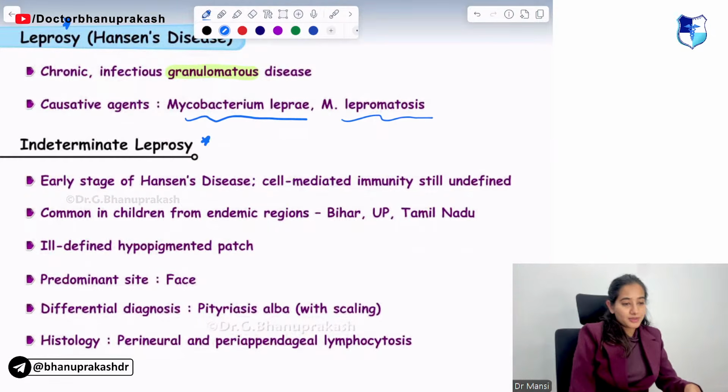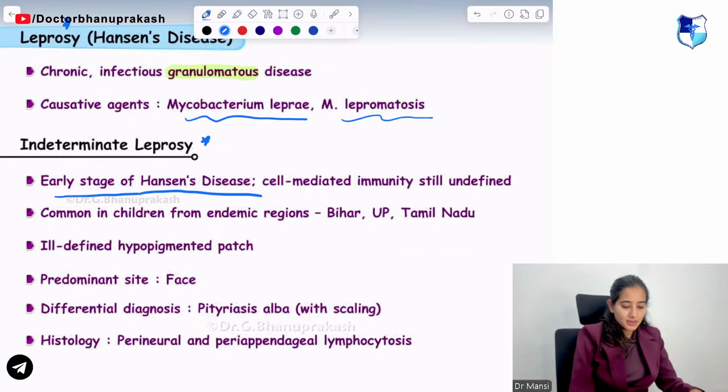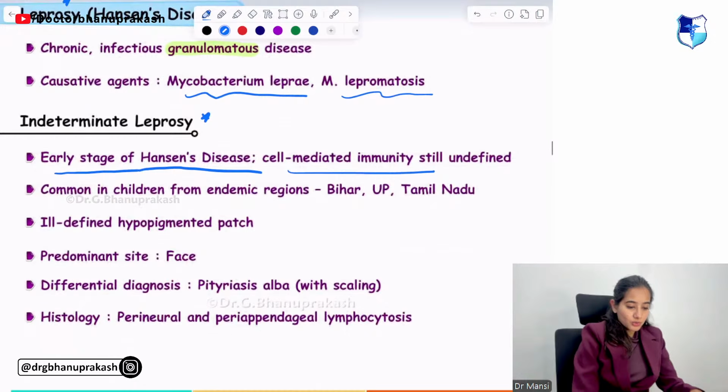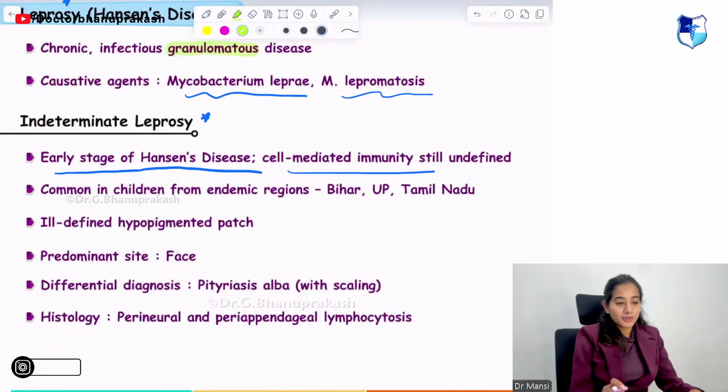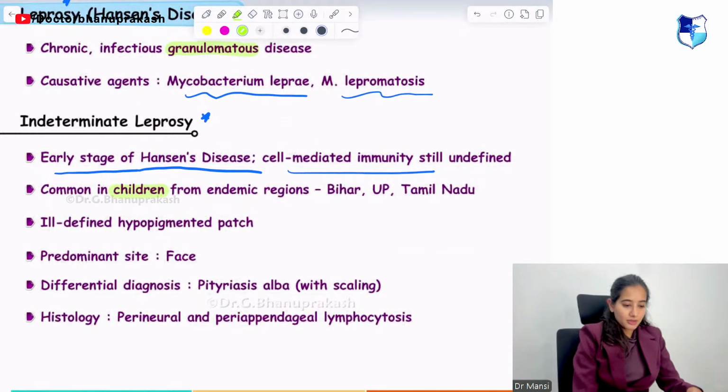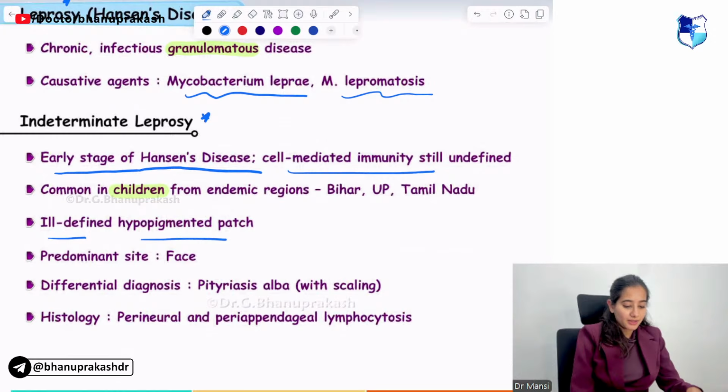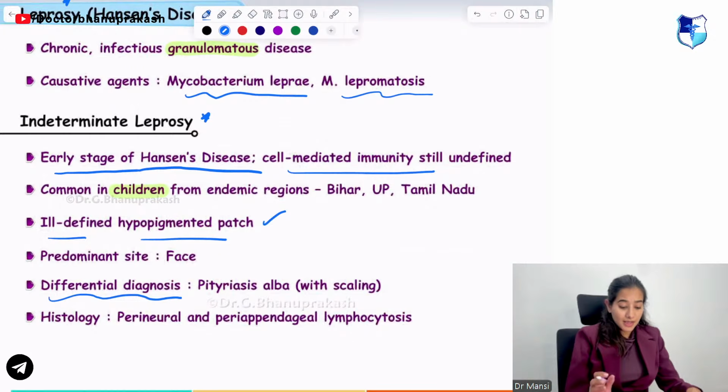So, the first form of leprosy, indeterminate leprosy, is the early stage of Hansen's disease, where the cell mediated immunity is undefined. The patient who comes to the OPD will mostly be a child from an endemic area. There will be an ill defined hypopigmented patch, and the differential diagnosis is Pityriasis alba.